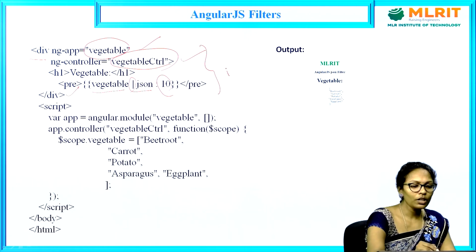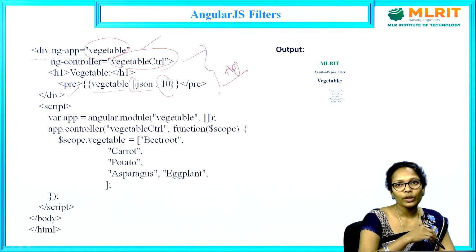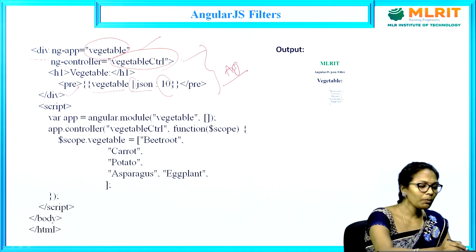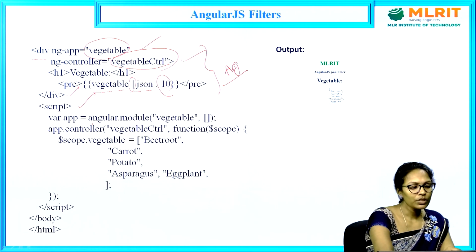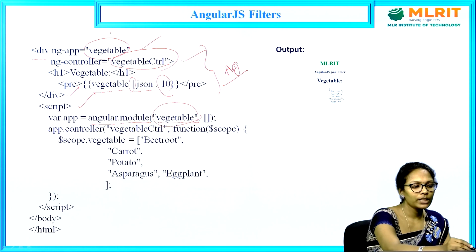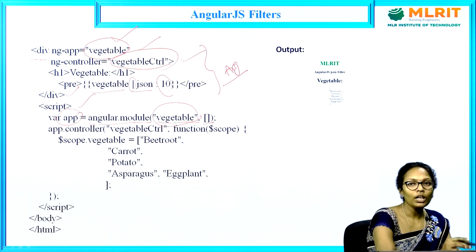So this is the AngularJS code. Now I need to write a module for this. Where can I write the module? Within the script tag. Within the script tag, I'm creating a module with the module name, which is similar to your ng-app name. The second parameter is an empty array. And this value you're storing in a variable called app.